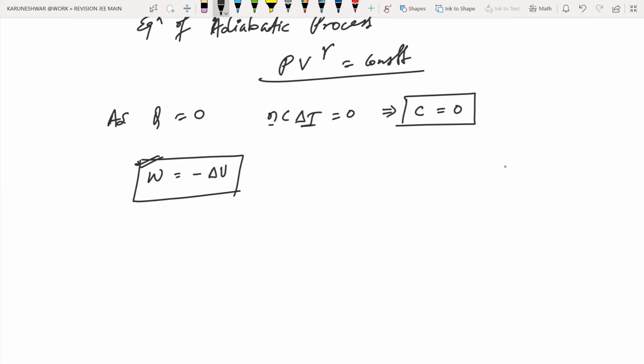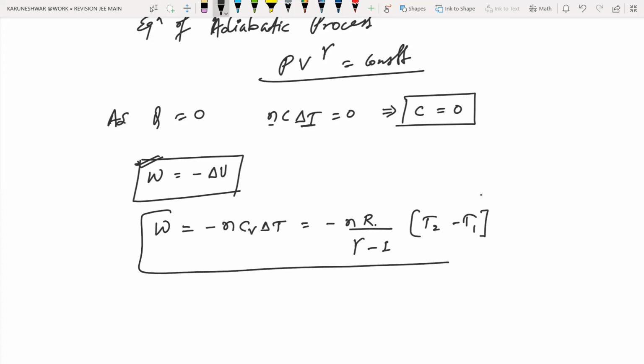Whenever we have an adiabatic process, what can we do to calculate the work? We can calculate the work in terms of the change in internal energy, which is nCV delta T. In terms of gamma and R, the CV value is R by gamma minus 1. So you can write n, then R divided by gamma minus 1, and then delta T, which is T2 minus T1. This is the work done in the case of an adiabatic process.